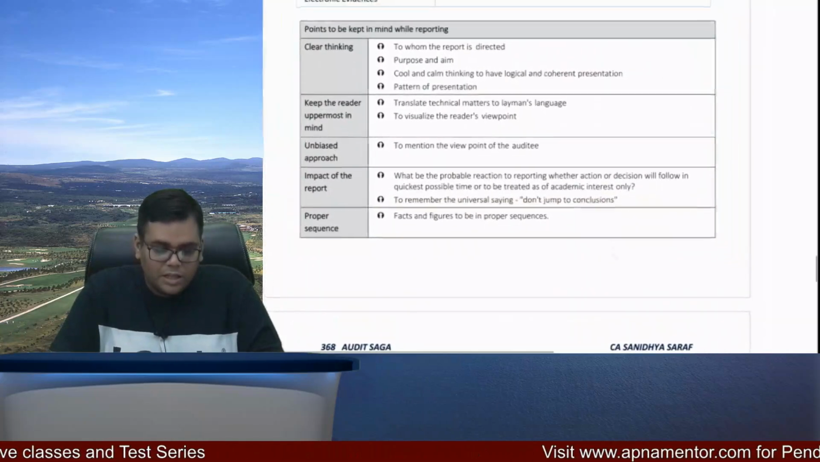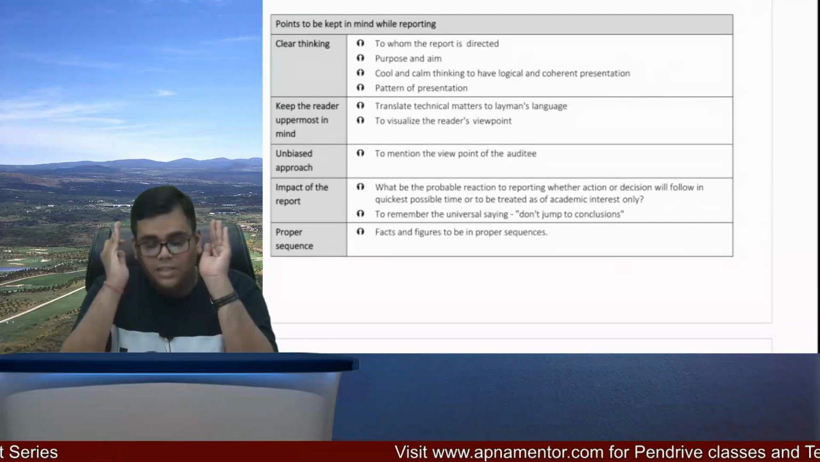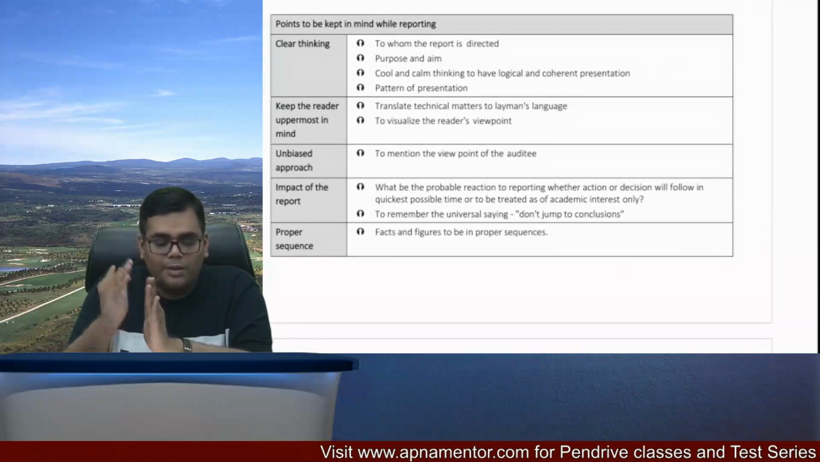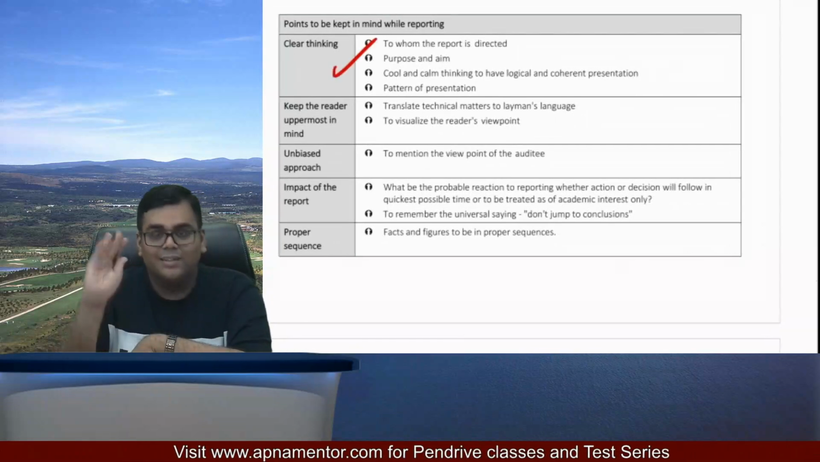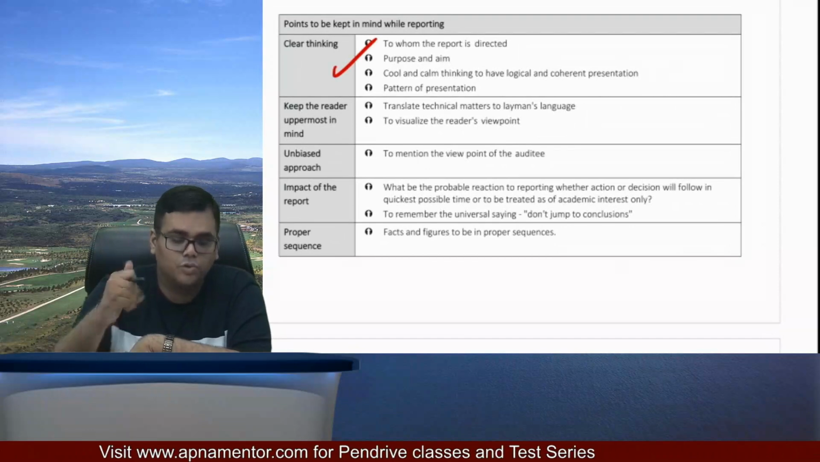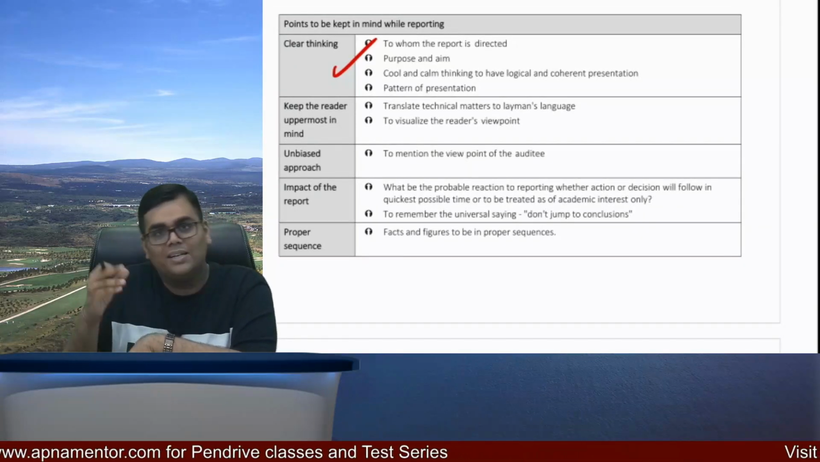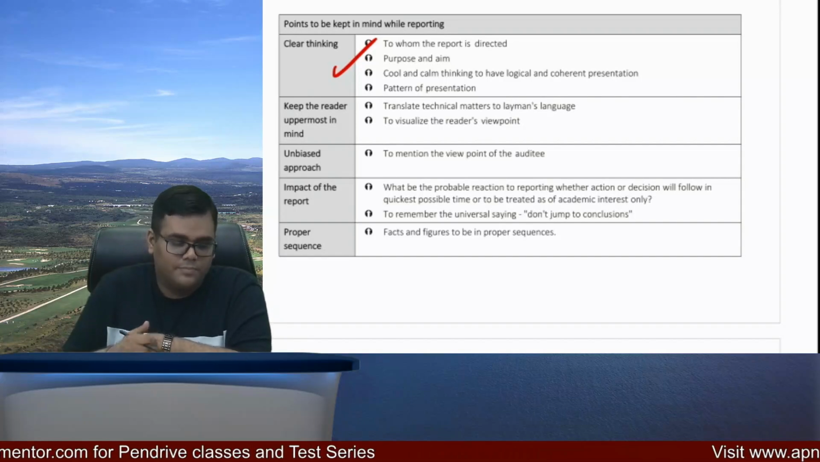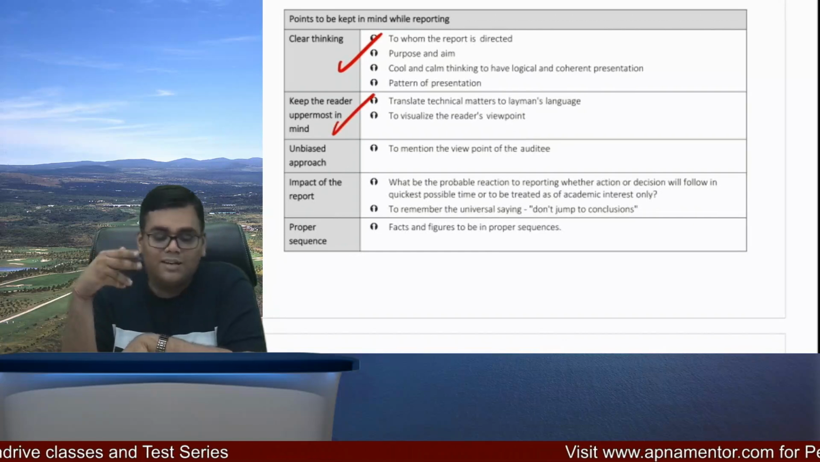Then we have points to be kept in mind while reporting. Whenever the forensic auditor reports, what are the points that are to be kept in mind? First of all, his thinking must be very clear. He knows to whom he is supposed to report and what he is supposed to report. He must know what is his purpose of reporting. Keep the reader uppermost in mind. He must know the reader's point of view.